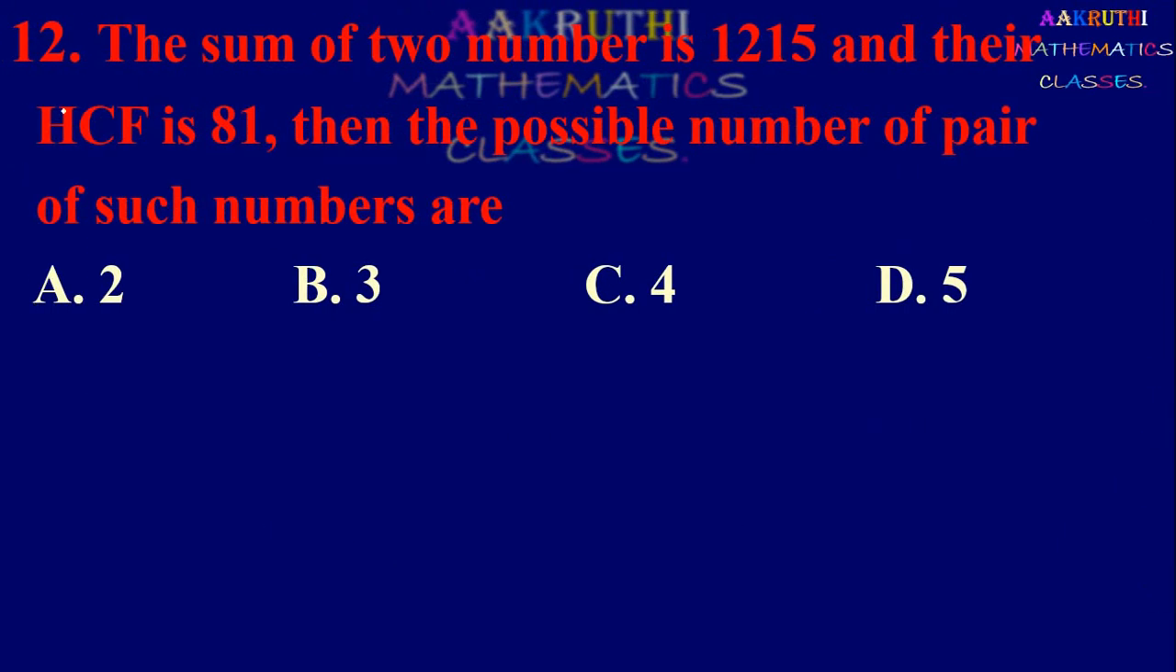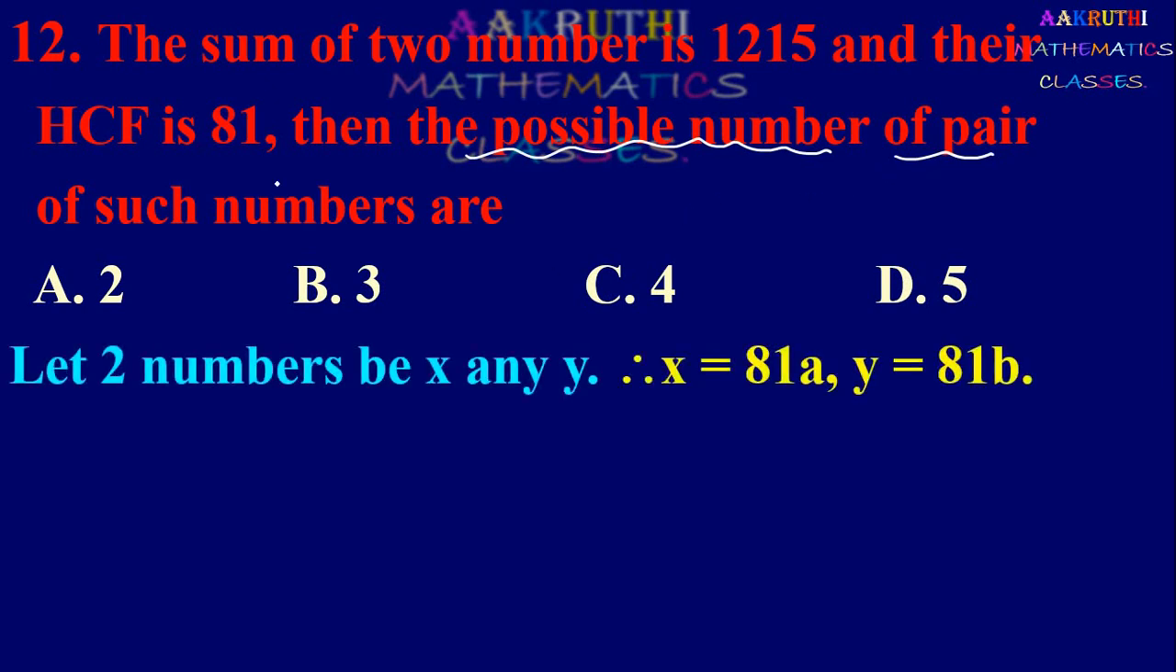So next question, question number 12. The sum of two numbers is 1215 and their HCF is 81. Then the possible number of pairs of such numbers are. So here it is given the sum of two numbers is 1215 and their HCF is 81. So we have to find all the possible pairs of such numbers.